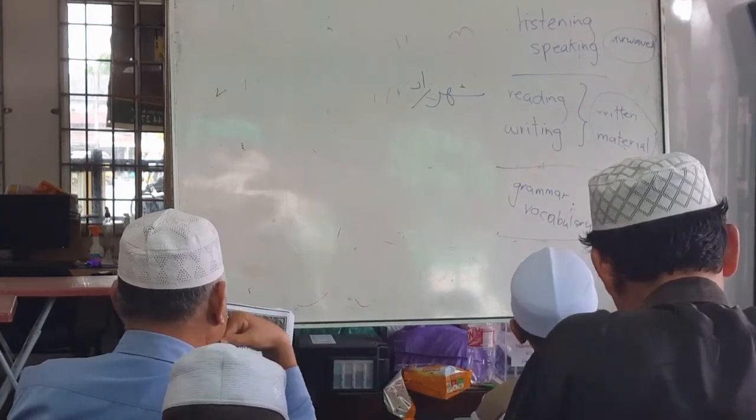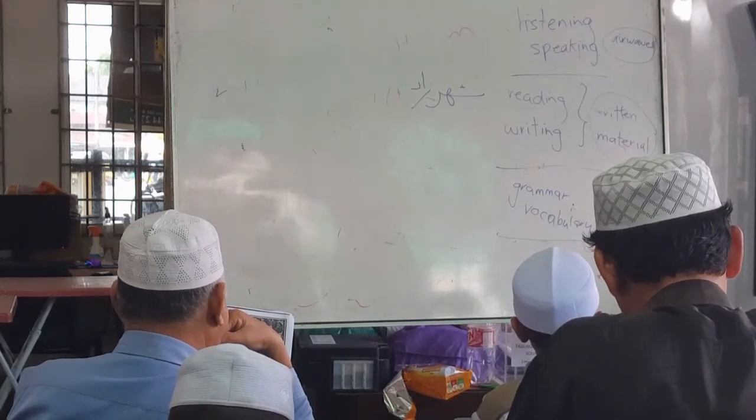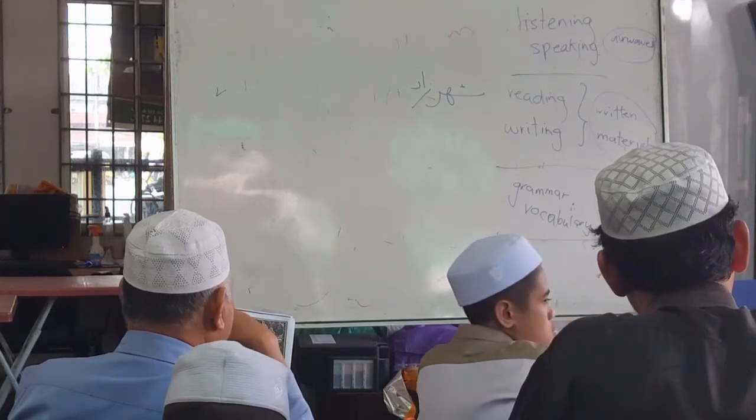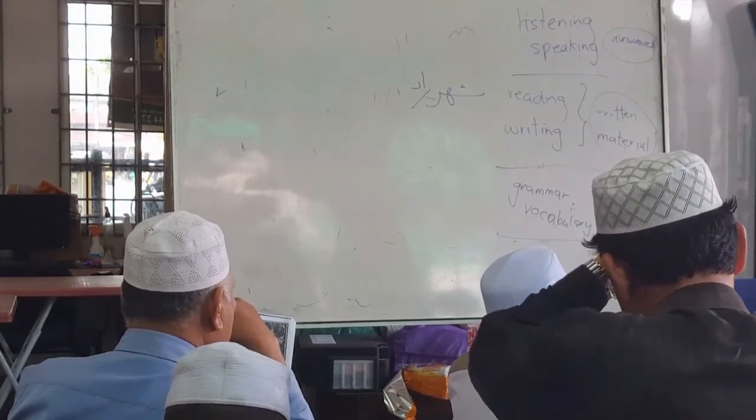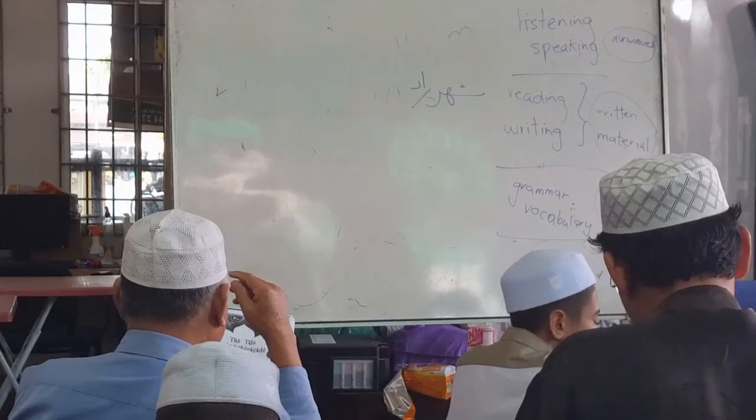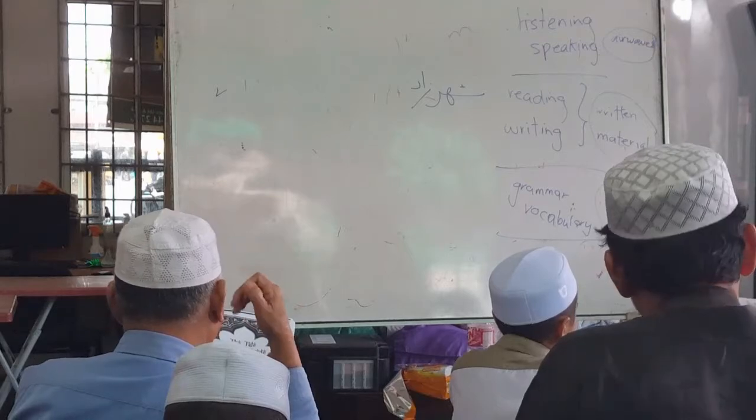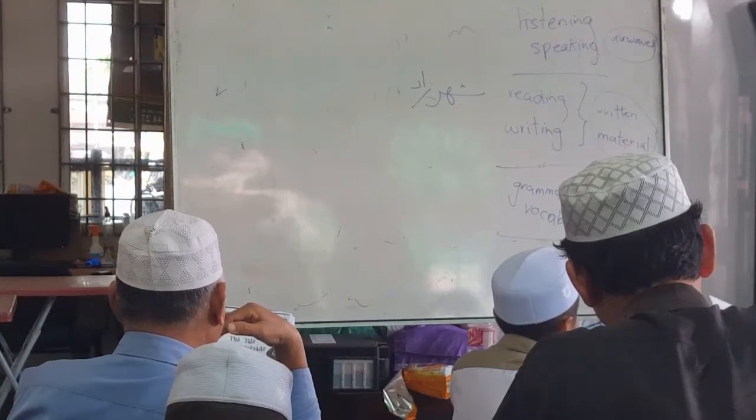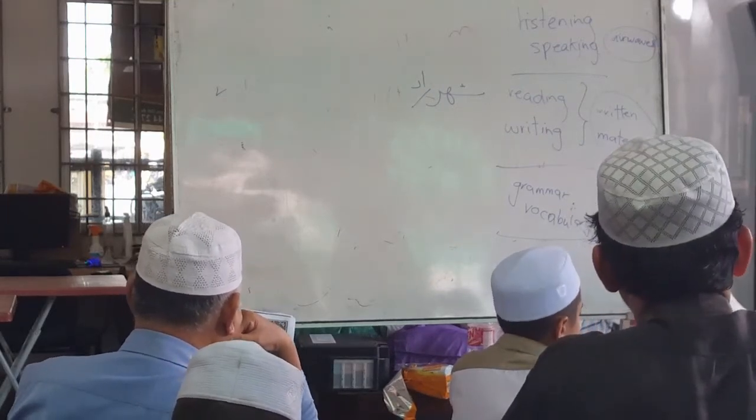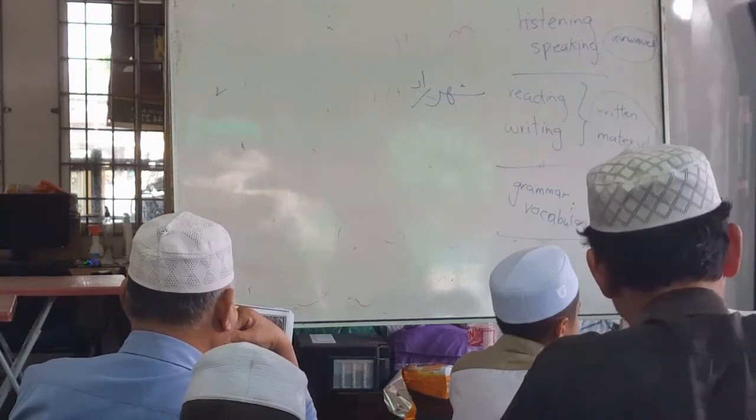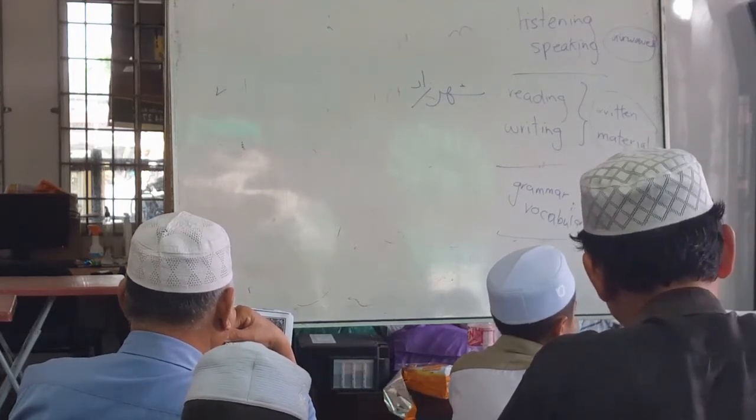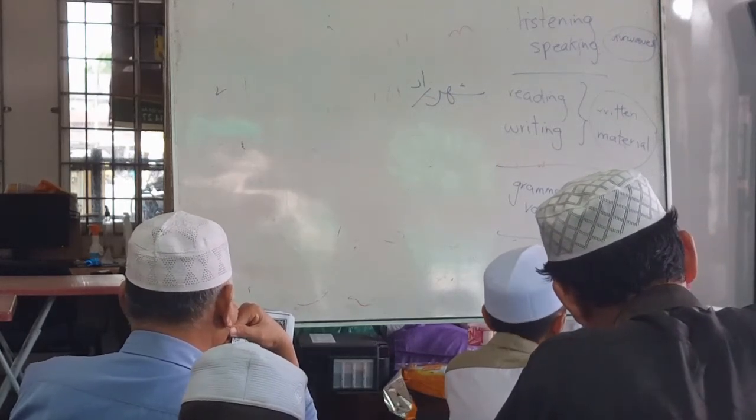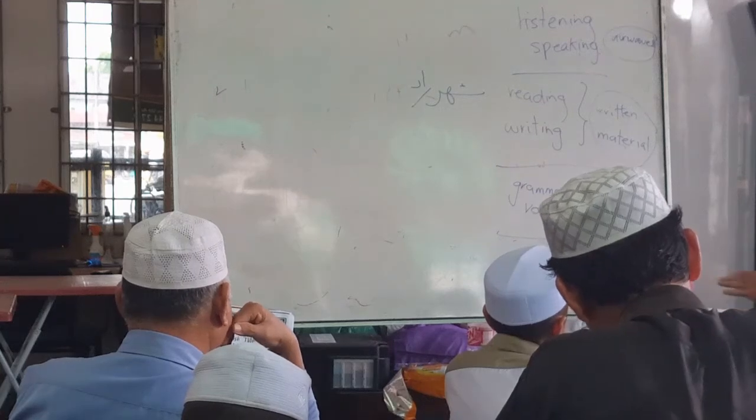Albeit is English, you can use that word. That's a conjunction. Albeit. It means though. He was better, though he didn't do all of it.